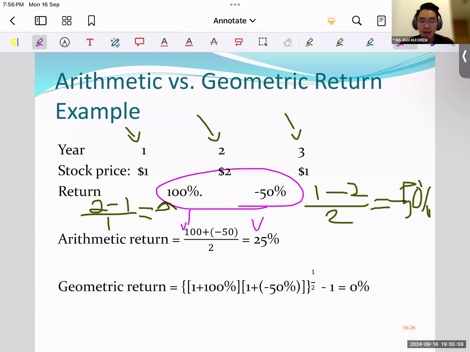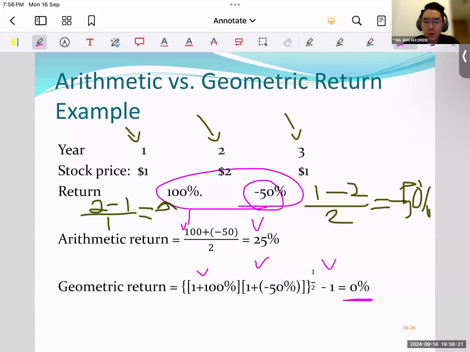Okay, this is a simple one. Now, if you want geometric return, we must take 1 plus the return times 1 plus the other return. Then we take it to the power of 1 over 2, because it's 1 over t, so 1 over 2, minus 1. And then geometric return is 0.